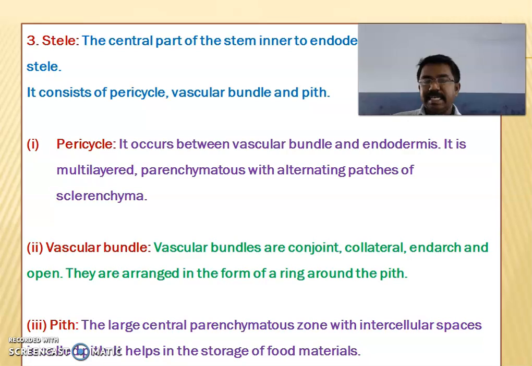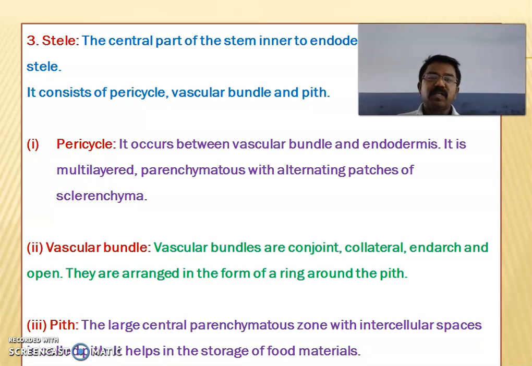It is multi-layered parenchymatous with alternating patches of sclerenchyma. In this, the pericycle contains sclerenchyma. Vascular bundle. Next, we will discuss the vascular bundle. Vascular bundles are conjoint, collateral, endarch and open. They are arranged in the form of a ring around the pith.